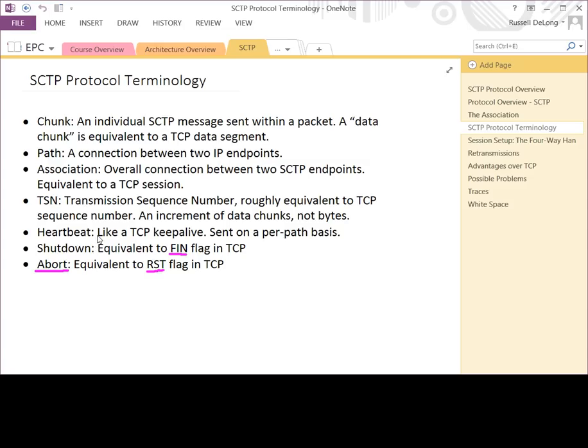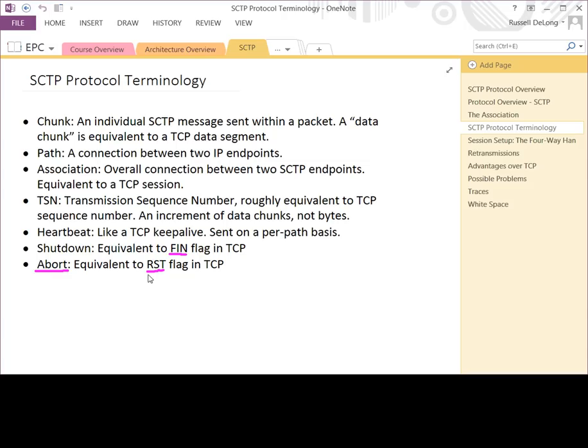Heartbeats are roughly the equivalent of TCP keep-alives, one difference being that these are their own chunk type. And you'll often see that where TCP conveyed information through the use of flags, SCTP uses explicit message types, which can give more granular information such as error codes or context behind why a particular chunk was sent or received. Shutdown is roughly equivalent to a FIN flag in TCP.